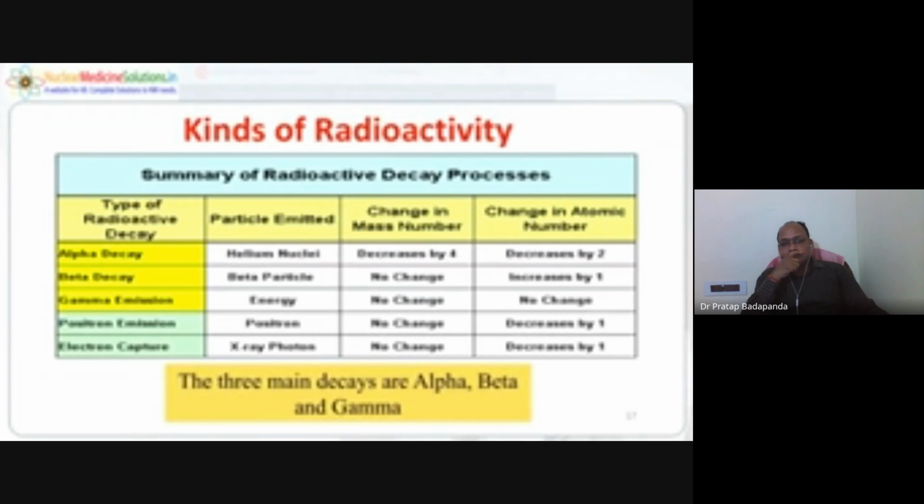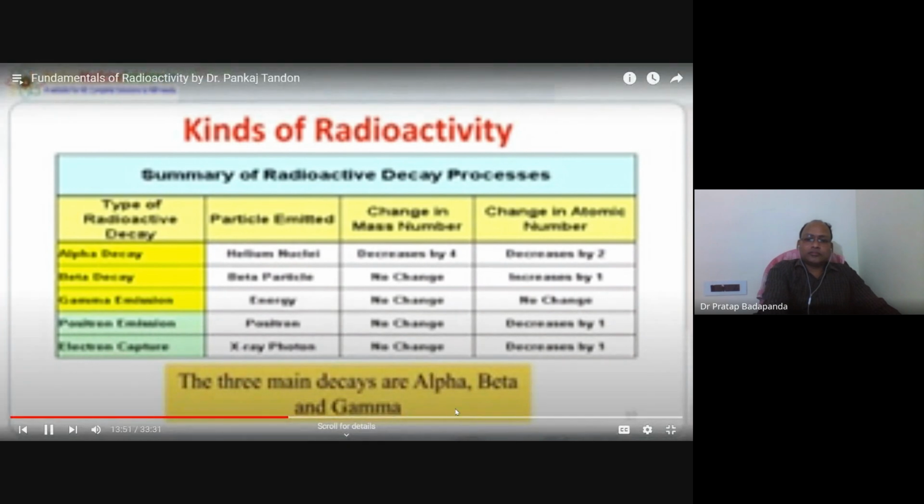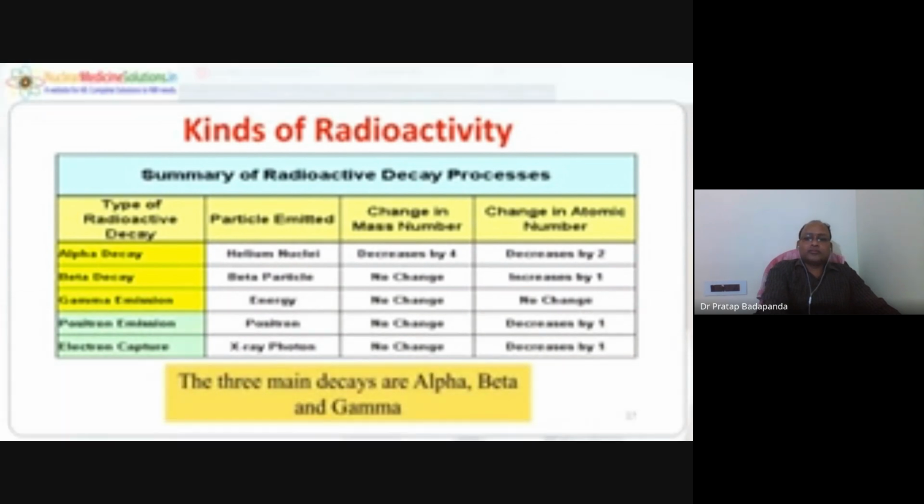When beta decay takes place, what happens? When a beta particle is emitted, there is no change in the mass number, but the atomic number increases by 1. When gamma emission takes place, again, there is no change in the mass number or the atomic number, but there is emission of energy, and that energy is in the form of photons, which is called gamma emission.